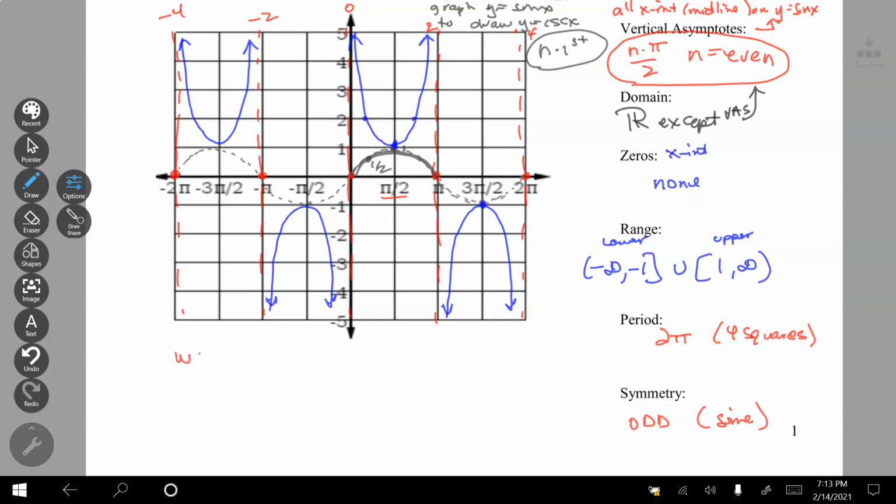Okay. And it takes 4 squares to get a period. So I'm taking the waves of y equals sine of x, and they get flipped, and I get these U shapes, one upper, one lower, and that's what's going to happen. I'm taking all the waves and flipping them into these U's.